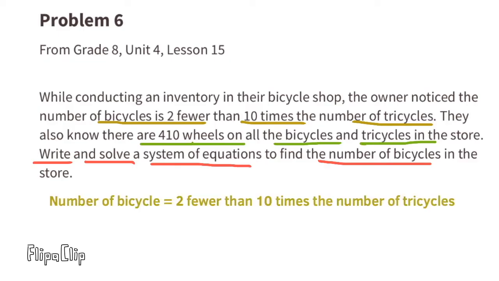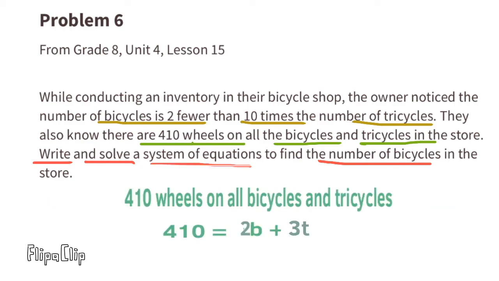They told us that the number of bicycles equals 2 fewer than 10 times the number of tricycles. I'll use B for bicycles and T for tricycles. B equals 10 times T minus 2. This equation represents the number of bicycles being equal to 2 fewer than 10 times the number of tricycles. The information also tells us that there's 410 wheels on all bicycles and tricycles. We can write this equation as 410 equals 2b plus 3t.